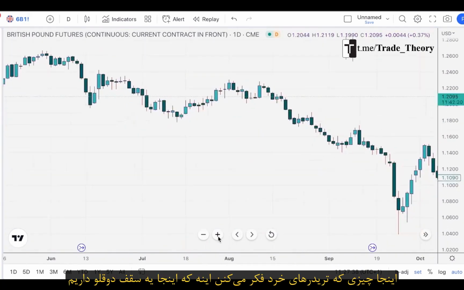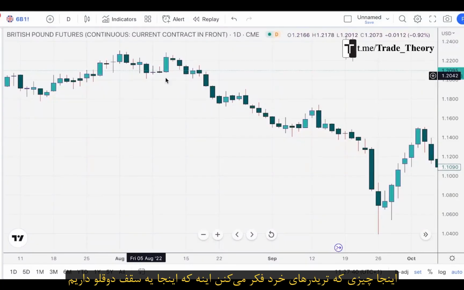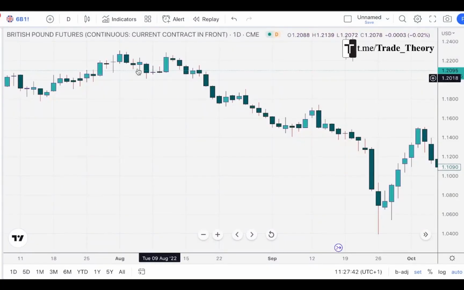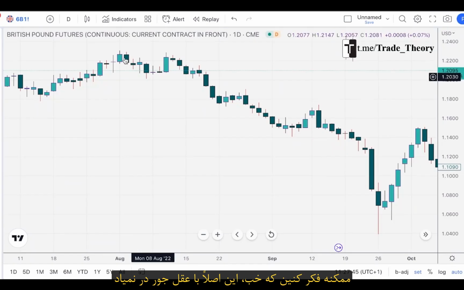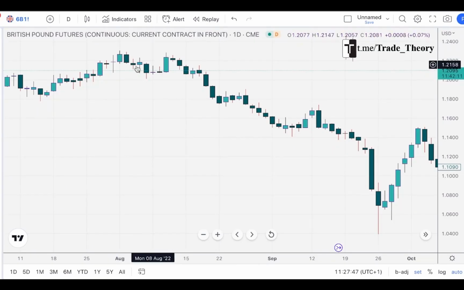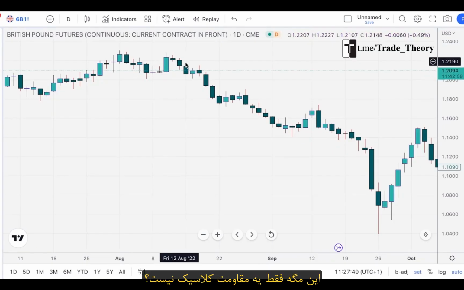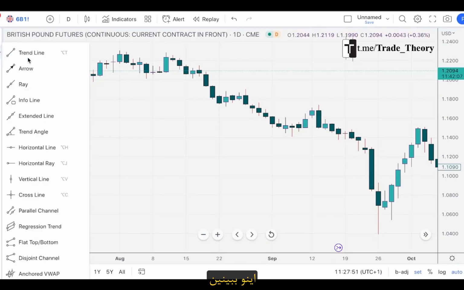So right here we have what retail will consider a double top, right? The M formation. Now you're going to look at this and think, well, this does not make sense. Isn't this just classic resistance? No, it's not. Look at this.